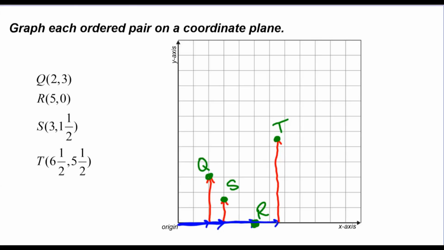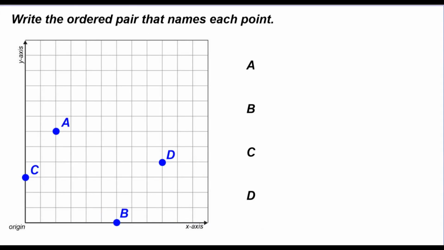Pretty easy to do. And now we're going to go backwards, and I'm going to give you points on the coordinate grid, and we need to find out what the ordered pair is that describes that point. So looking at point A, we are 2 units in the x direction, and we are up 1, 2, 3, 4, 5, 6 in the y direction. So A is located at 2, 6.